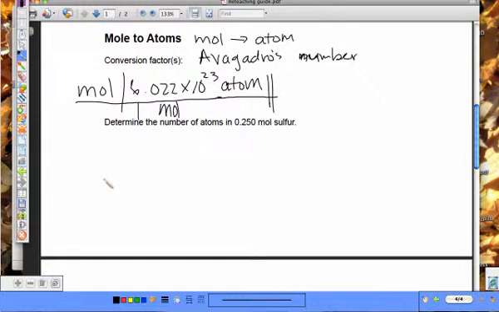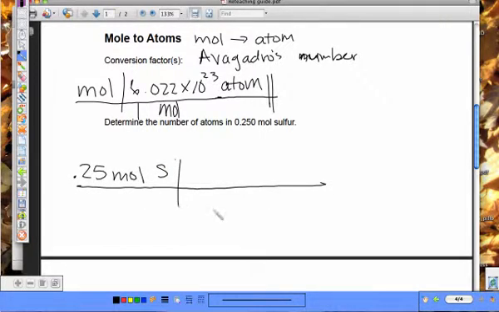So if we do this problem, we're going to determine the number of atoms in 0.25 moles of sulfur. So we have 0.25 moles of sulfur. So we'd have 1 mole on bottom so that our units cancel out. And what goes on top? Avogadro's number.